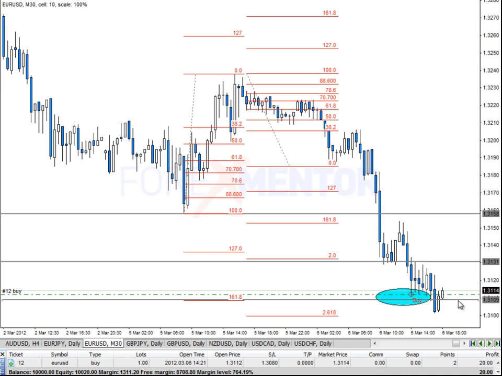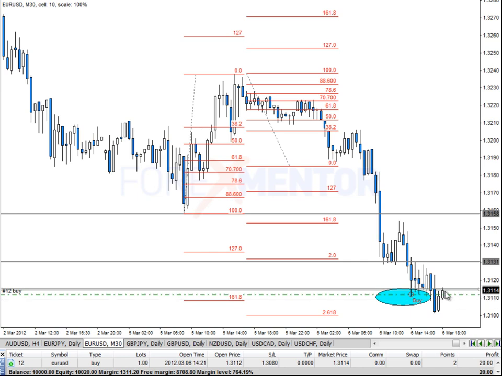Okay, so we see this area here. We have a base. We need to see price now move back above that area. Let's see it move back. Okay, so we're going to see this level now hold as support. See here, support, resistance, hold as support. Okay, still looking heavy.